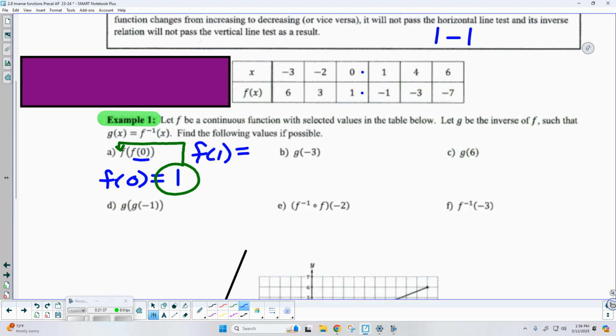Okay, and Alexandra, can you help me out with that? What's f of 1? There you go. Plug 1 into f, you get negative 1. There you go.